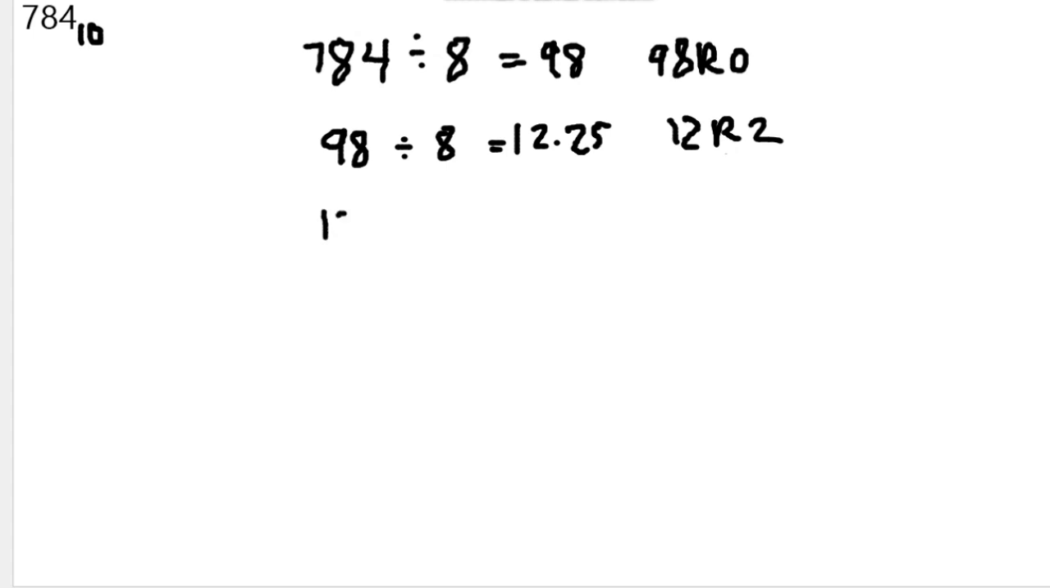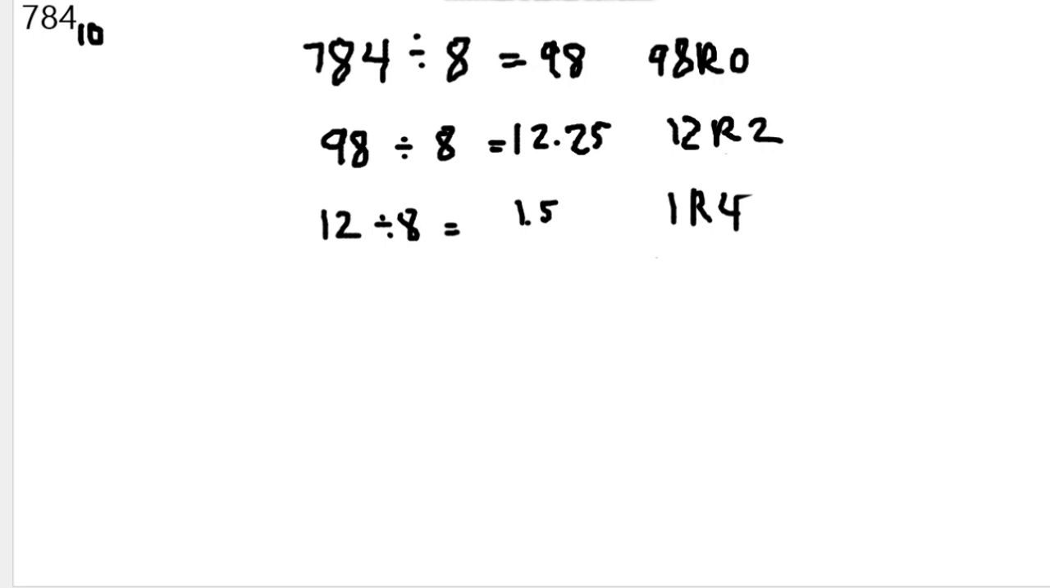So let's take 12 and divide it by 8. Now 12 divided by 8 is going to be 1.5. So we got 1 here, and we got 0.5, which we multiply by 8, and that's going to be our remainder. So half of 8 is going to be 4.